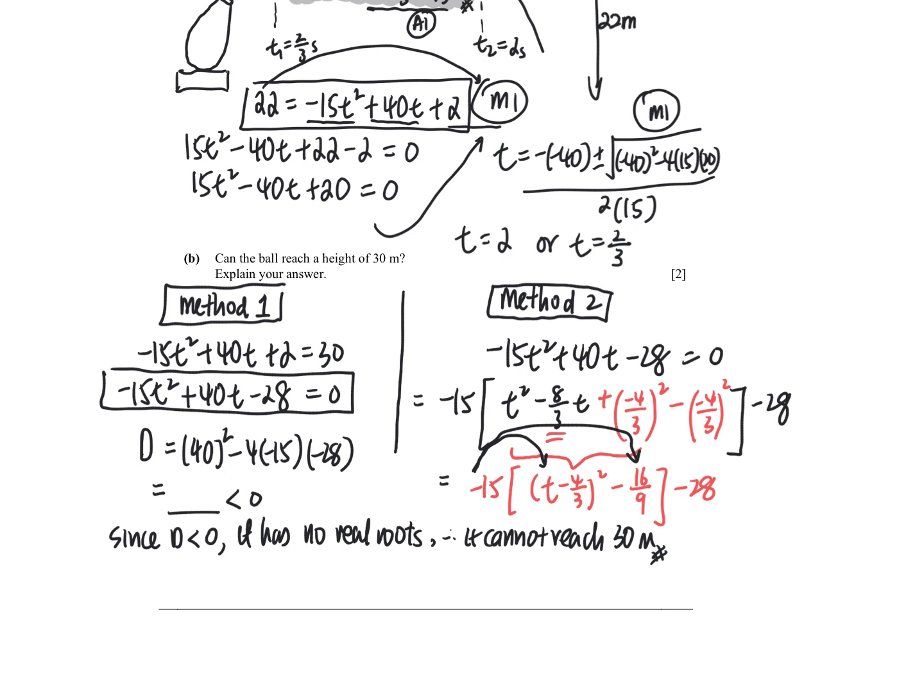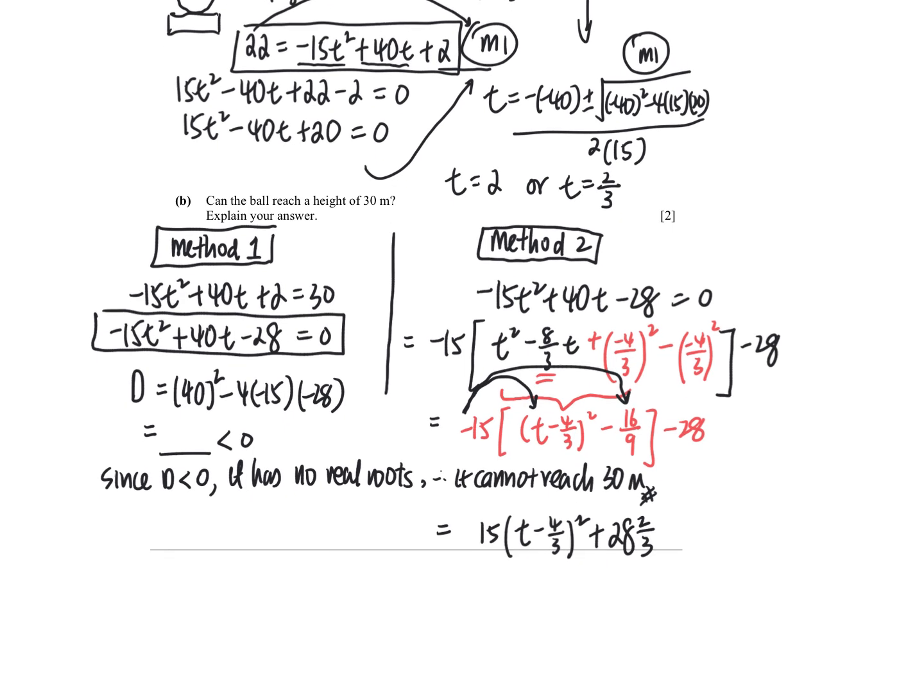Eventually you will reach a point where you get this as your expression. If you read the turning point, you know it's 4/3, 28 and 2/3. This is your maximum height, which is less than 30 meters. So for the cannonball, the maximum height is less than 30 meters. It will never be able to reach that height. So that is the conclusion. You either choose to complete the square or you use the discriminant to help you.